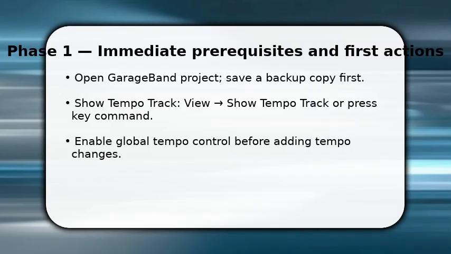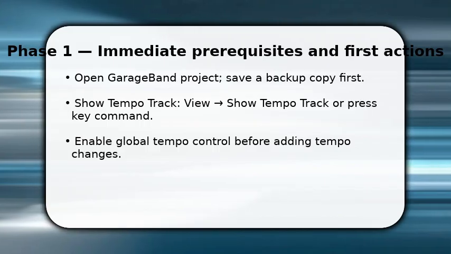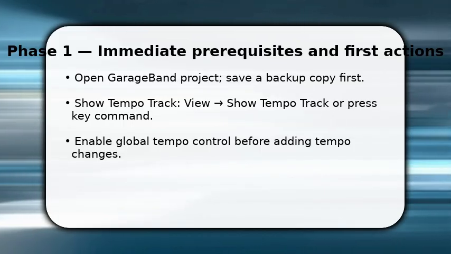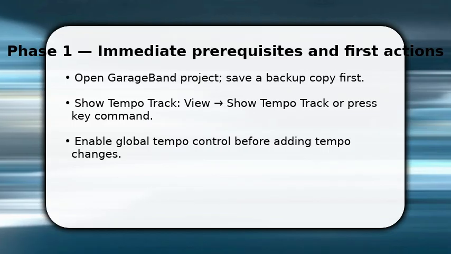You're starting inside your project. Make a backup now so changes are reversible. Open the tempo track immediately: View, then Show Tempo Track, because this is the only way to automate tempo mid-song. Once visible, make sure the master track is unlocked and set to follow the tempo track. This ensures regions and loops respond properly.